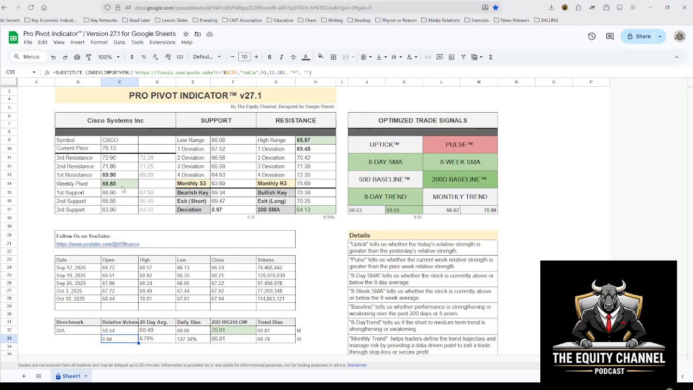But what they did have was a close above the first resistance, a close outside of the high range and above the first standard deviation. They have a long order, right? Closing above the 8-day SMA, closing above the 8-day trend, and closing above the 8-day signal. Bullish key level on the weekly chart.